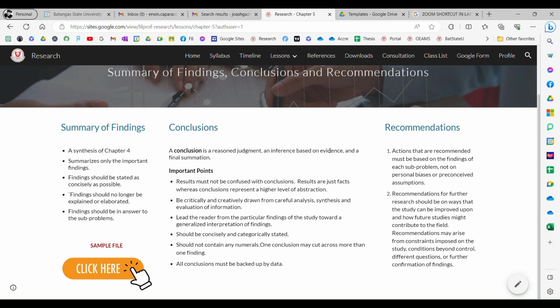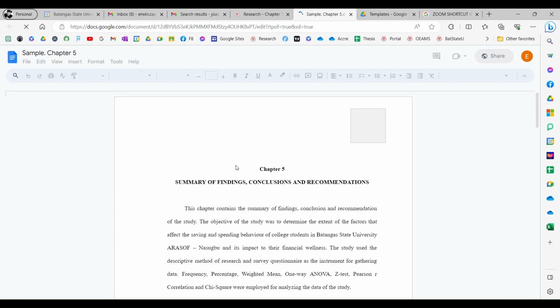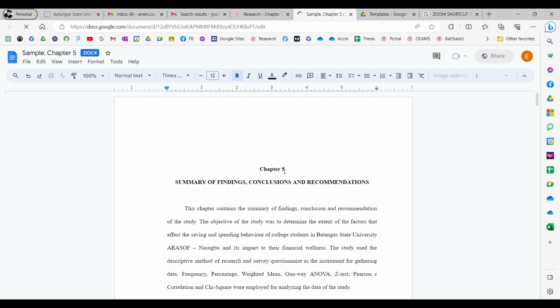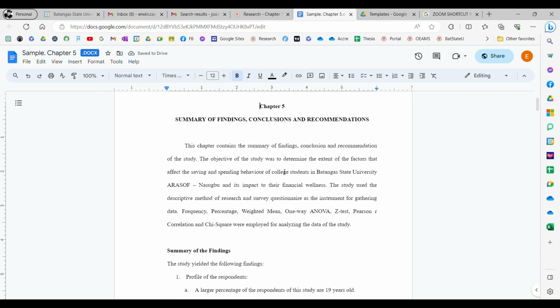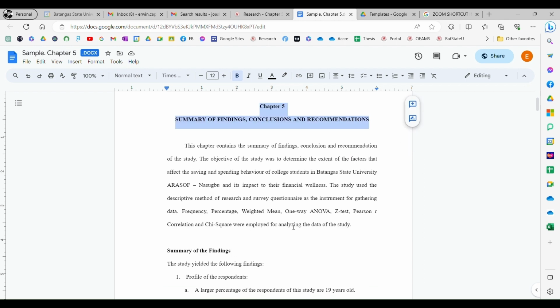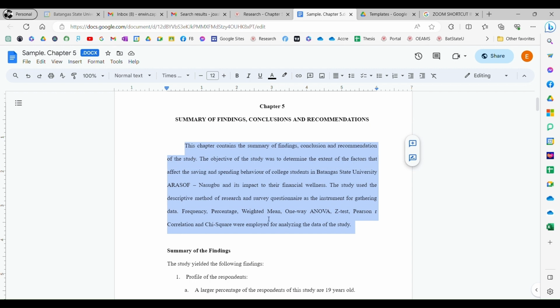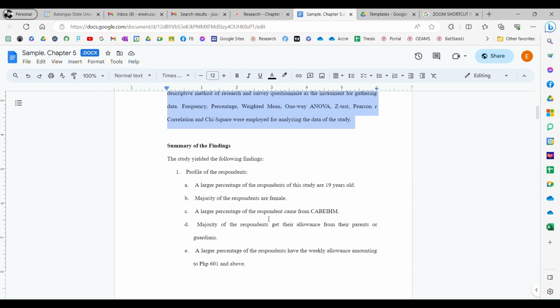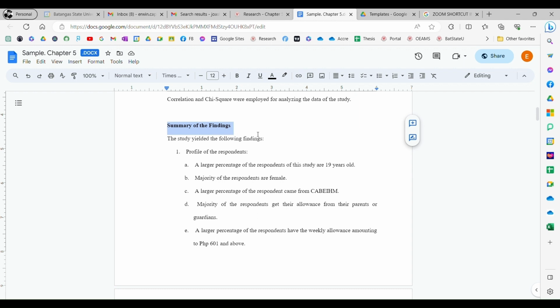I'll be giving you an example. If you click the sample file, it will lead you to the sample chapter 5. You can use this as a reference in crafting your own chapter 5. In the presentation we have the level 1 heading, the summary of findings, conclusions, and recommendations, followed by the introductory statement. Then this is how we present the summary of findings.